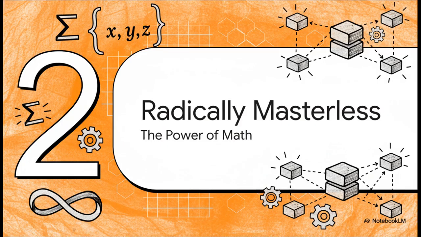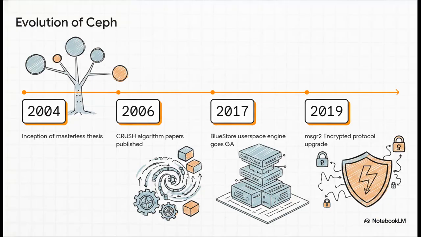Section 2, Ceph's radically masterless paradigm, the power of math. Now, this massive shift didn't just happen overnight, right? It actually traces all the way back to 2004 as Sage Weil's PhD thesis at UC Santa Cruz, which was aimed at eliminating these massive bottlenecks. By 2006, the foundational CRUSH algorithm, which stands for Controlled Replication Under Scalable Hashing, was officially published. Fast forward to 2017, the massive BlueStore user space engine went generally available, followed by natively encrypted protocols in 2019. It's been this steady, really fascinating march toward enterprise-grade efficiency.